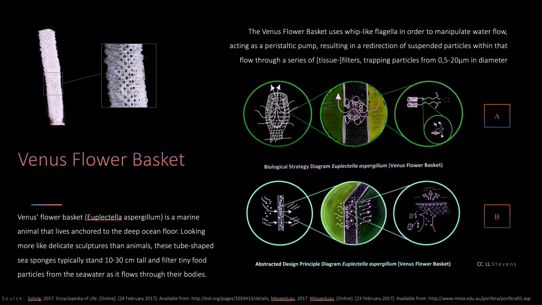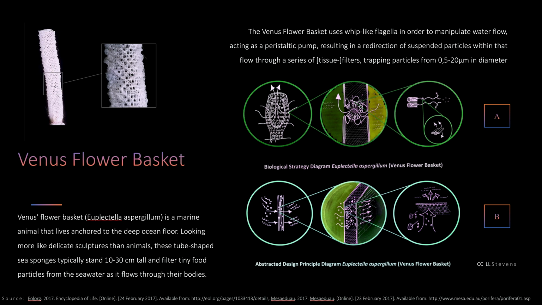So here you can see those three circles again, where you see the whole sponge in the biological strategy diagram, then the small holes that go through there, where you can see the flagella, and then you zoom in again on exactly how the flagella is working and what shape it has, and there will be a whole description to support this. And that would be the biological strategy.